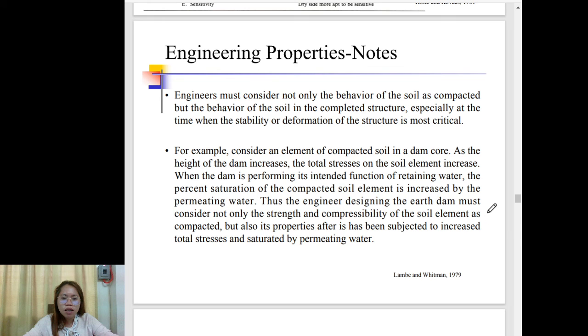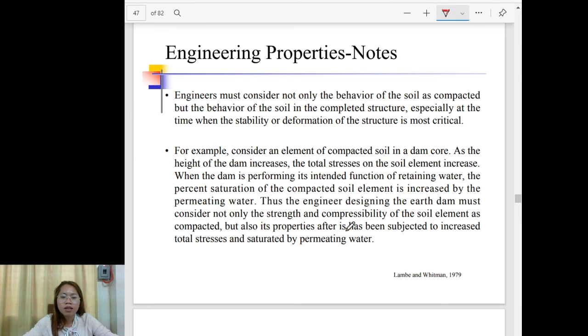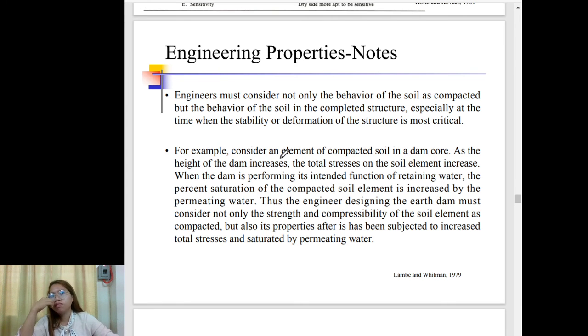Thus, the engineer designing the earth dam must consider not only the strength and compressibility of the soil element as compacted, but also its properties after it has been subjected to increased total stresses and saturated by permeating water. No? So, I hope this is understandable. Is there a word like understandable? I hope this is self-explanatory, no?